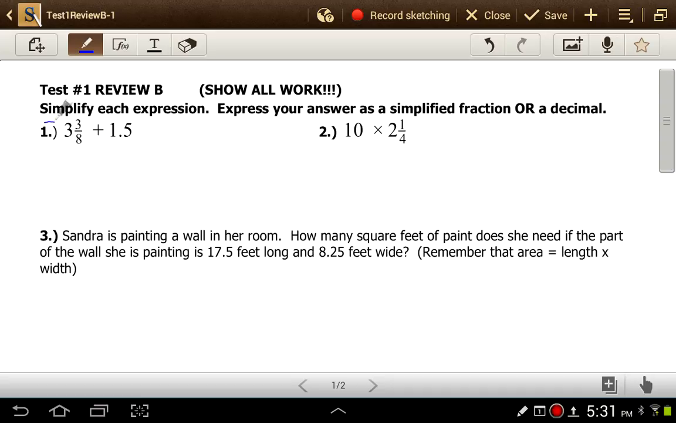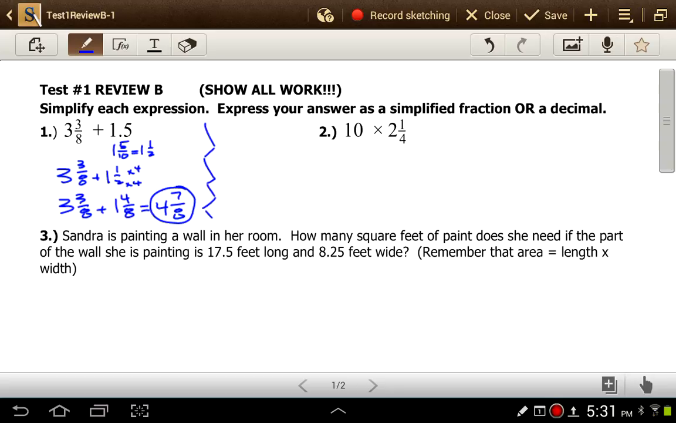So the first thing I'm going to do is convert 1.5 into 1 5/10, which is equal to 1 1/2. So now I can add them, 3 3/8 plus 1 1/2. I must find a common denominator, so I multiply both the numerator and denominator by 4. It's going to give me 3 3/8 plus 1 4/8. Now when I add them together, 3 plus 4 is 7, and the denominator stays the same, 8. 4 7/8.